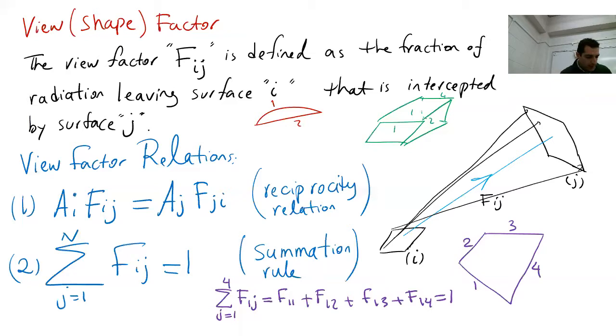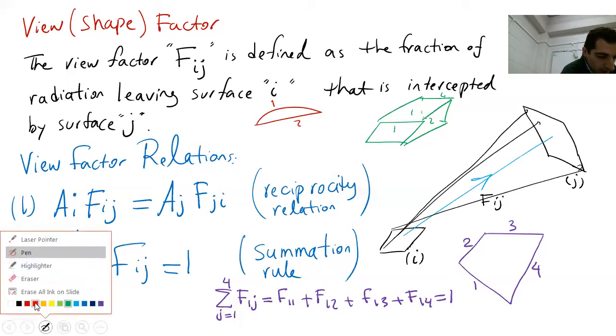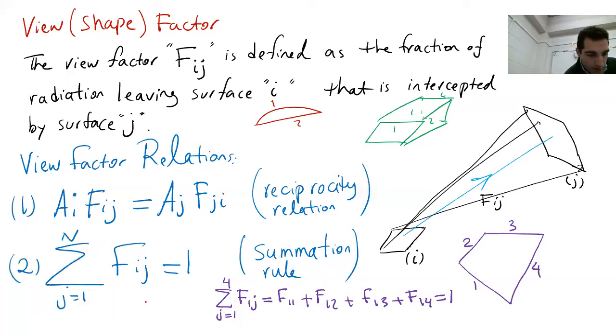Before that, let me give a quick reminder, because I said it but didn't write it down: Fij maximum is 1 and minimum is 0. Fij is between 0 and 1.